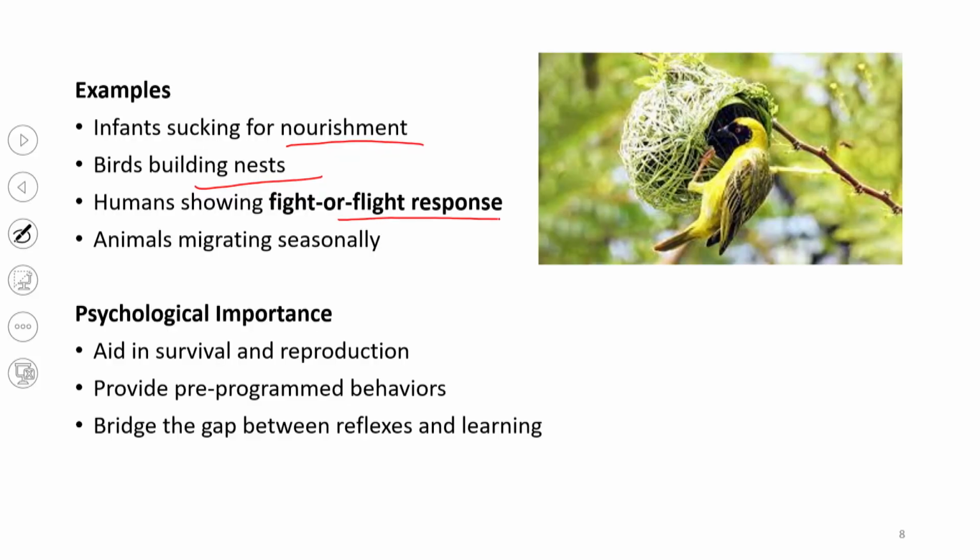Humans show the fight or flight response. Whenever there is danger, they either try to fight or try to run away just to protect themselves. This can also be an example of instinctive behavior. Another example is animals migrating to other places seasonally. They simply know where to go. They may travel thousands of kilometers. No one tells them the direction. They do not know maps, but still they end up going to the right place. Somehow it is within their system. These are very instinctive and present in all members of the same species. So, these are all examples of instincts.